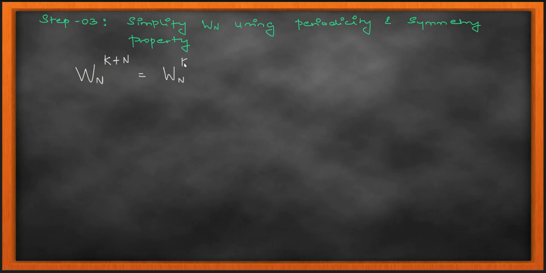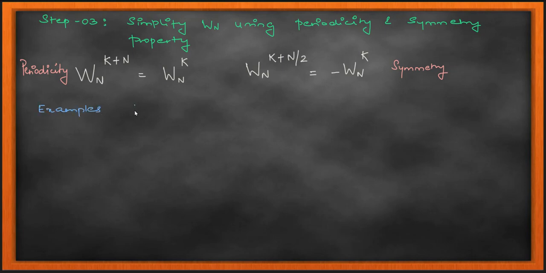So we have seen in DFT that your W_N has this periodicity property, where W_N to the power of k plus N is equal to W_N^k. That is your periodicity property, and your symmetry property states that W_N^(k + N/2) is equal to minus W_N^k. Okay, so now we are going to simplify. We are going to use this in our FFT, right?